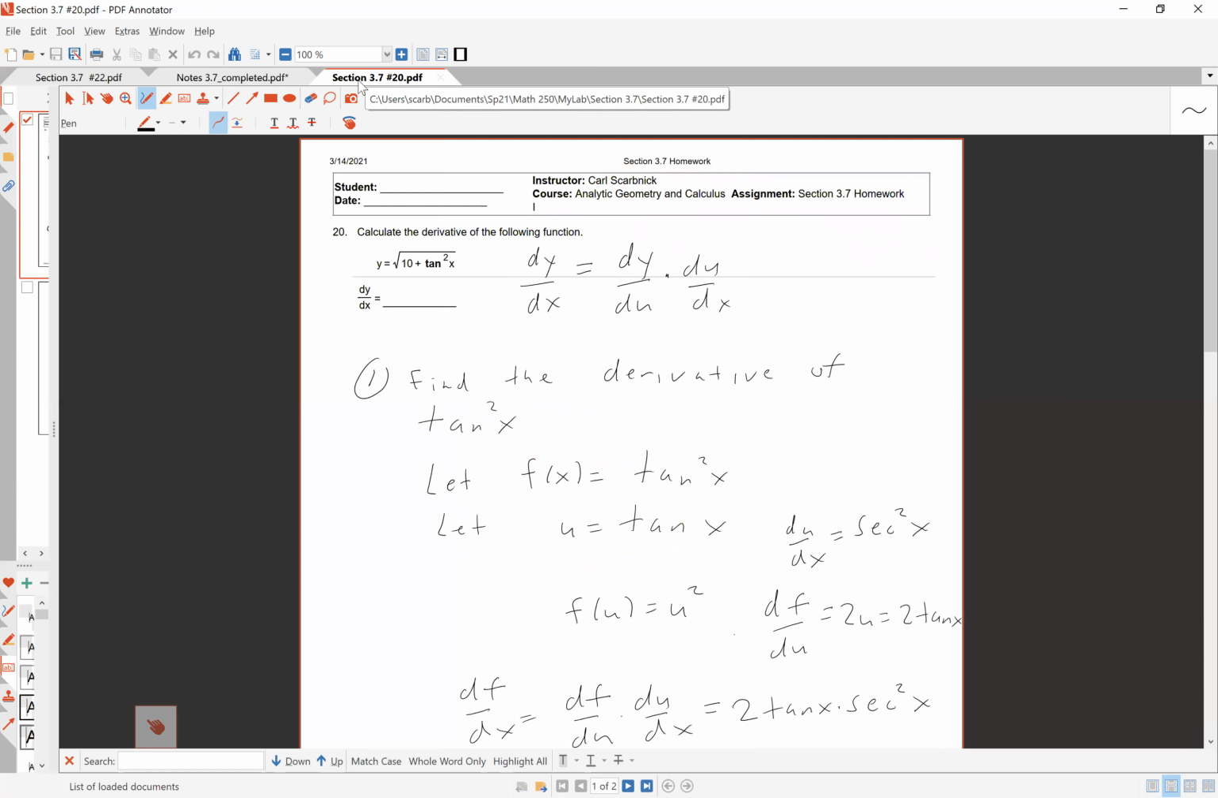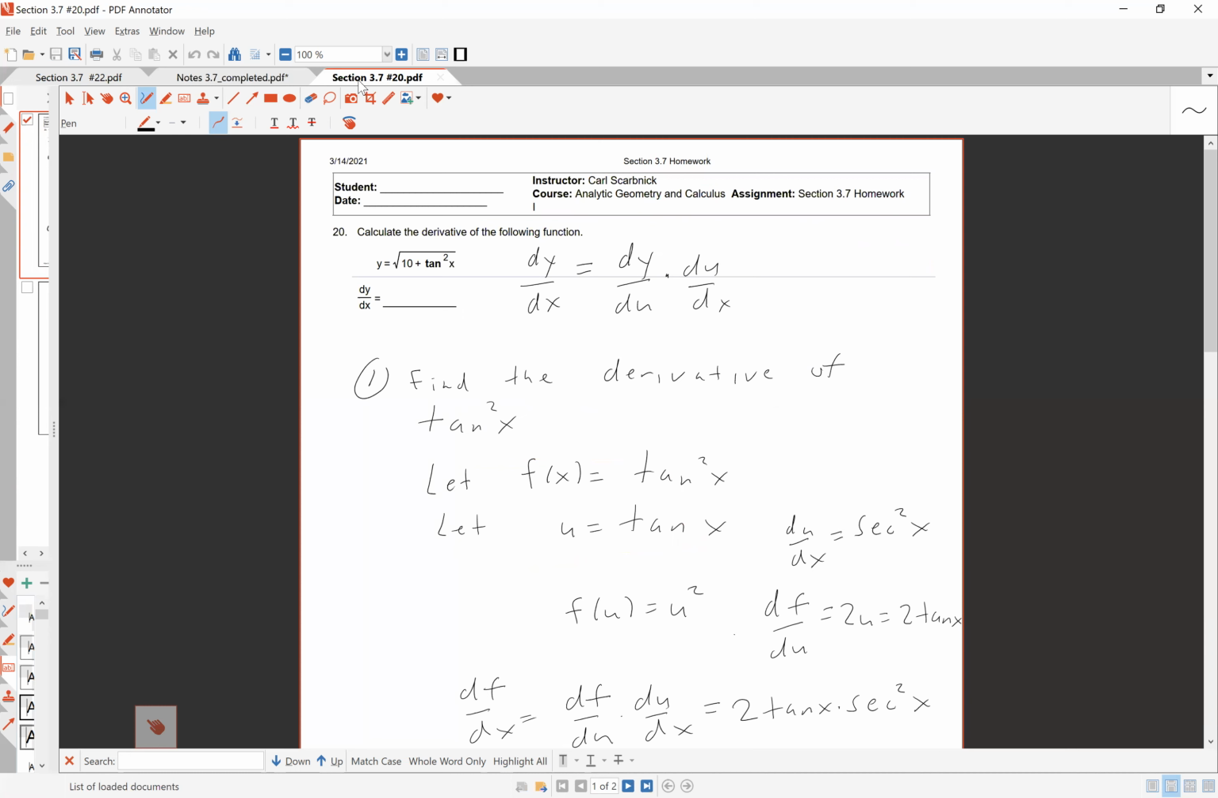Okay, so some problems from the homework. Basically, I'm just going to do a couple more of these problems. The first one, I think I will use that u substitution here. So square root of 10 plus tangent squared of x. That's a pretty wild function.